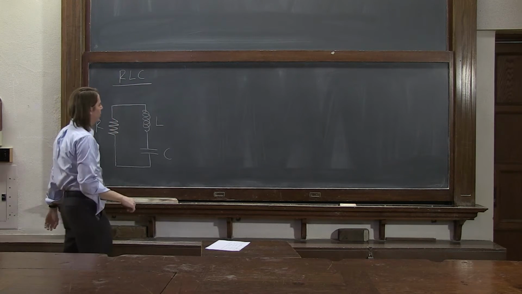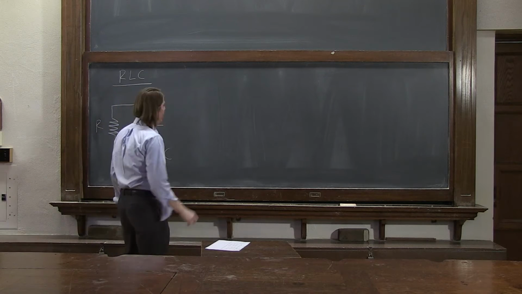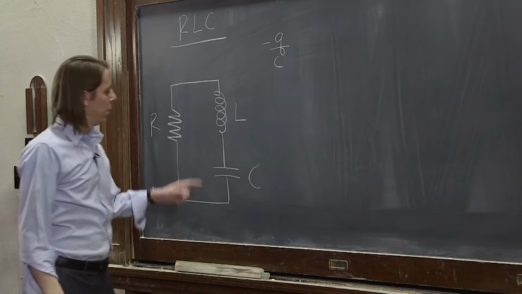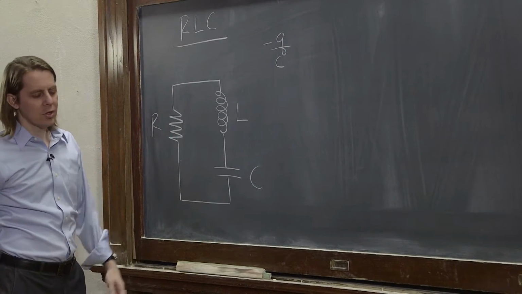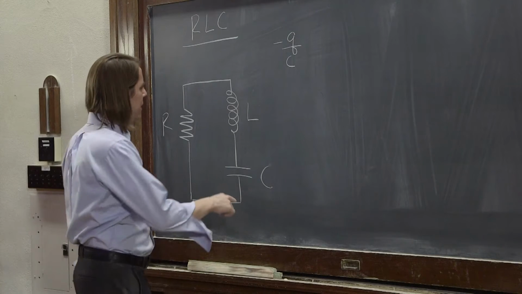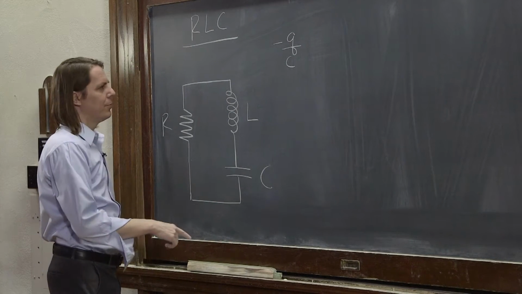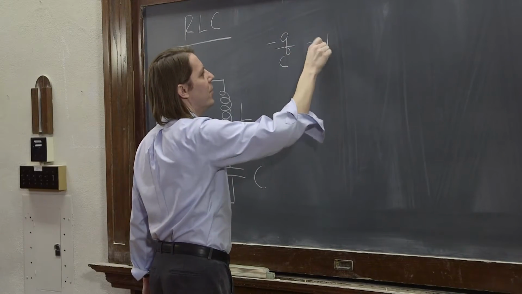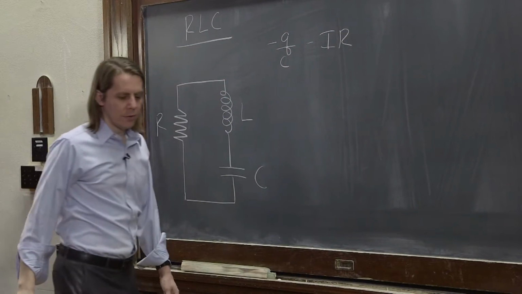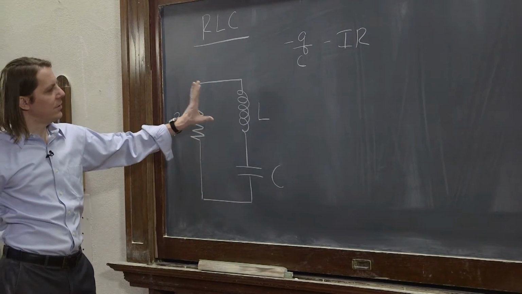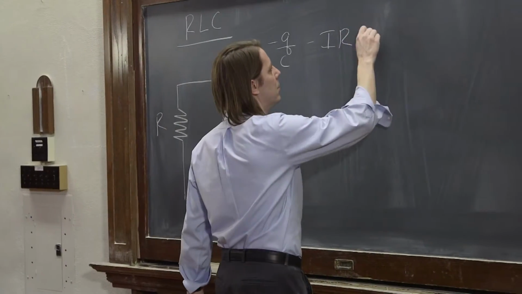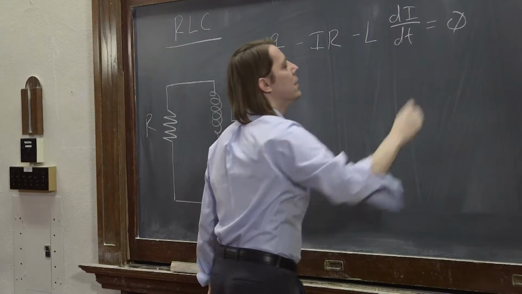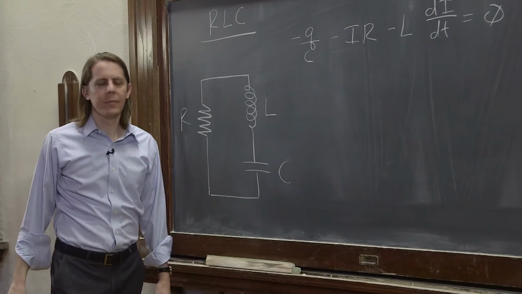So we use our little fiction here and think about the potential drop around each one and add them up and get 0. So around the capacitor we have a drop of negative Q over C. And then, I drew them in a different order from my equations. And then the resistor is, of course, minus IR, is the voltage drop across the resistor. And then the inductor is minus L di dt. Now let's say that's equal to 0.